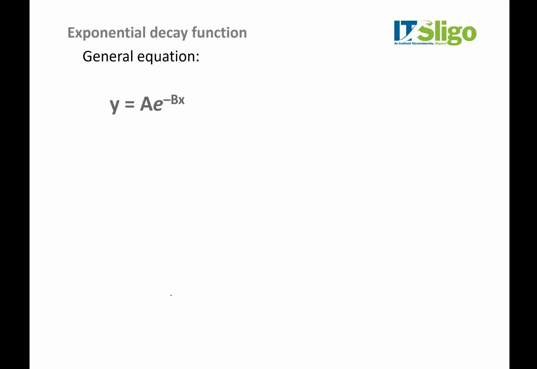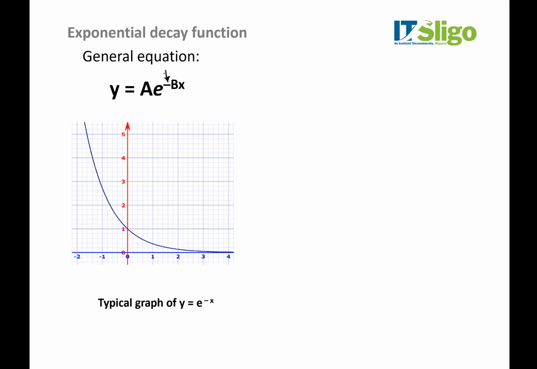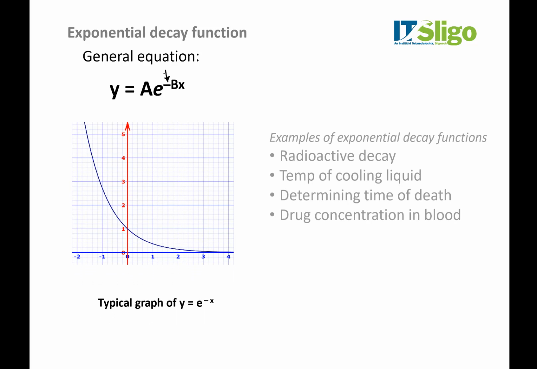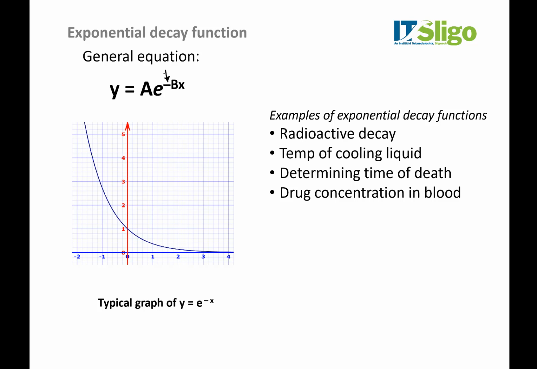In general, this is the mathematical general equation of a decay function. The only difference between it and the growth function is the minus on the power. As we saw, this is the typical curve. And just some examples: radioactive decay, the temperature of a cooling liquid, determining the time of death, and drug concentration in blood. These are all examples of decay functions. There's loads of other ones out there as well.